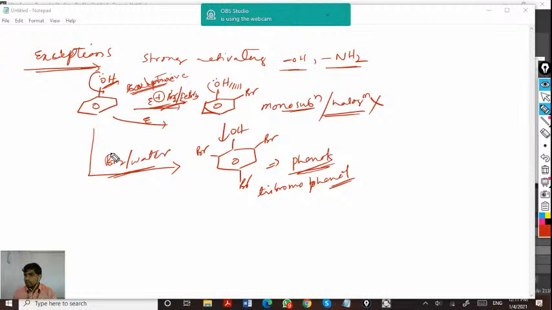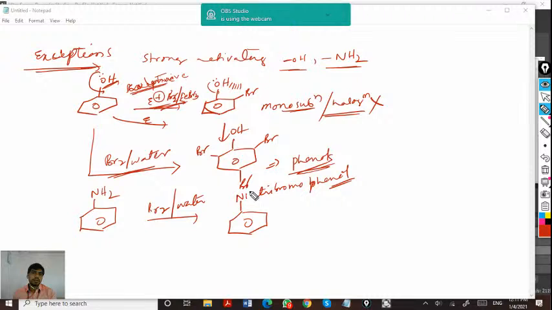Okay, similar to the NH2 group also. Okay, so it is also a strong activating group. So whenever bromine water is used, the bromonium electrophile is going to generate. Okay, so it is also going to give tribromoaniline. Okay, so this is called the bromine water test.